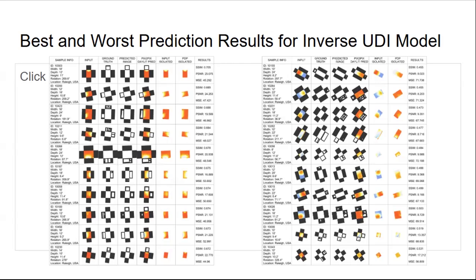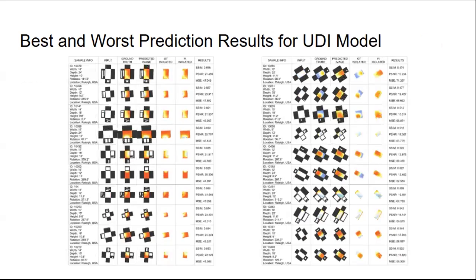For the best predicted samples generated by the inverse model, the samples often contain large overall glazing areas, similar to the best predicted images for the UDI prediction model. However, the number of windows doesn't play as big of a role here, since many of the worst predicted samples generated by the inverse model also contain numerous windows, and the overall opening areas are large, which is different from the UDI prediction model's worst results.